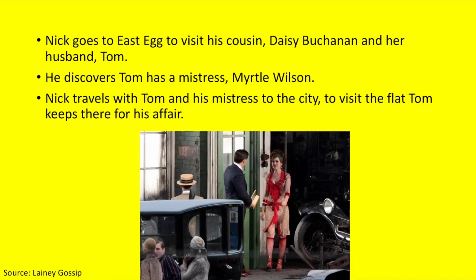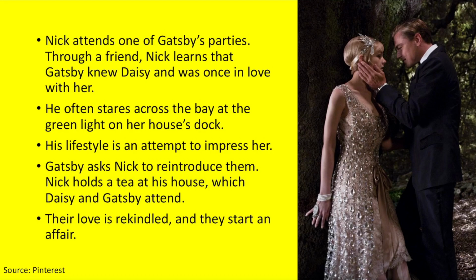Nick goes to East Egg to visit his cousin called Daisy Buchanan and her husband Tom Buchanan, and he discovers that Tom has a mistress called Myrtle. Nick travels with Tom and his mistress to the city to visit the flat that Tom keeps there for his affair. Then Nick is invited to attend one of Gatsby's parties.